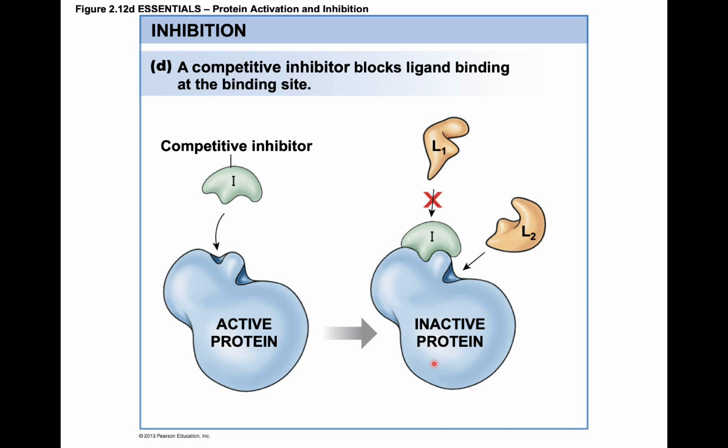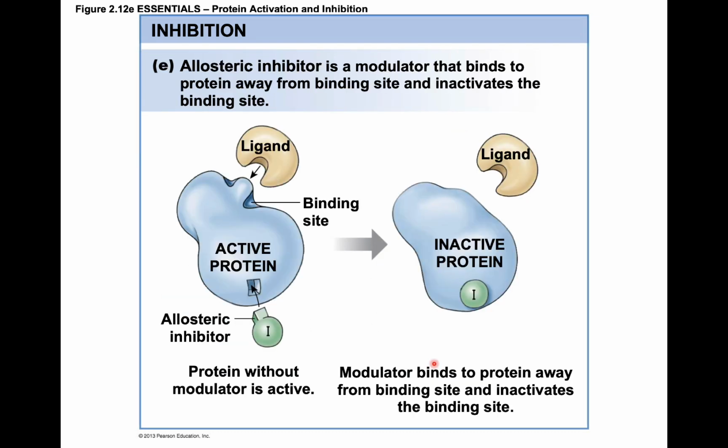And the last way is called allosteric inhibition, and this is like allosteric activation, but instead of an activator binding to the back end of the protein, you have an inhibitor binding to the back end of the protein. So when this allosteric inhibitor binds to this allosteric site, it's going to change the structure of this active protein into an inactive protein with no binding sites, and therefore the ligand has nowhere to bind.